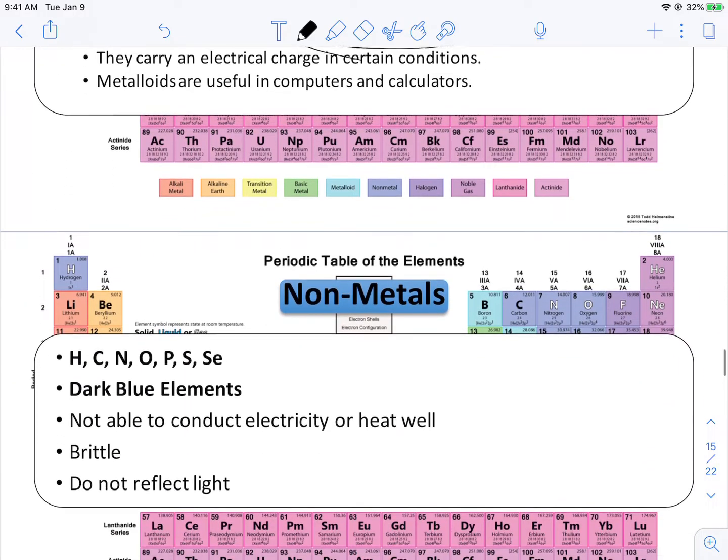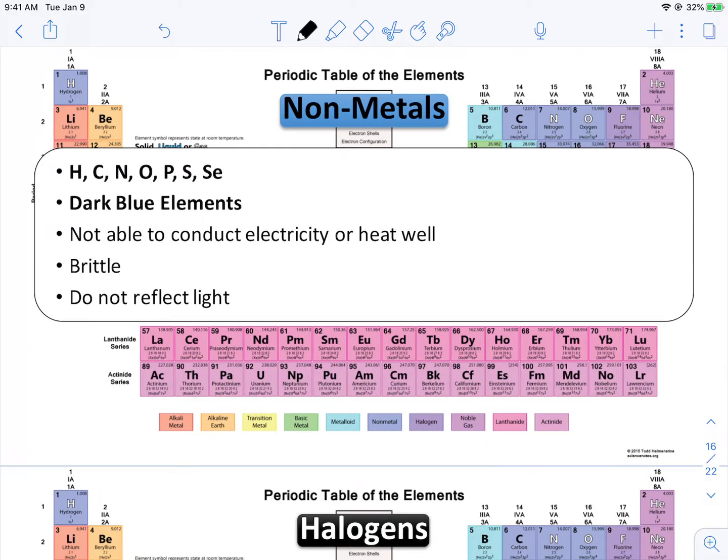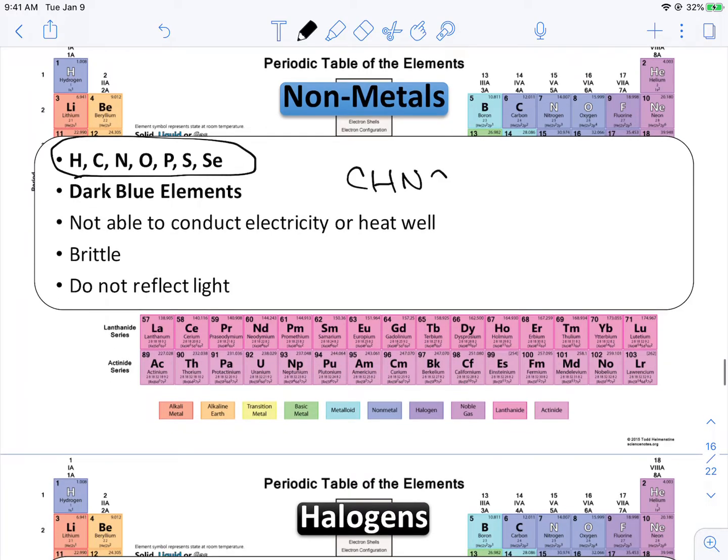So the next thing is that we have the nonmetals, okay? And these are all the elements that make up you. Now, you do have small traces of metal in you, but we'll get to that later. So the nonmetals are pretty easy. Once you get the metalloids, actually, if you can remember this, CHNOPS, and then SE, those are all the elements that make you. They're all sandwiched over here between the metalloids and what's called the halogens.